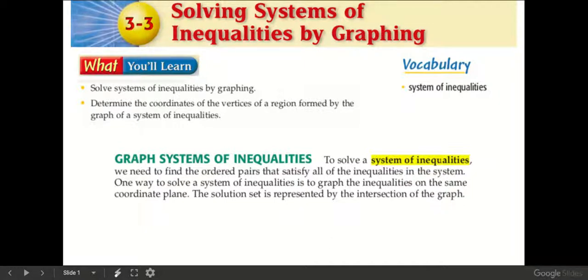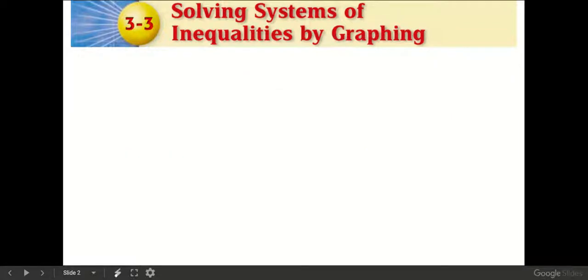To solve a system of inequalities, we need to find the ordered pairs that satisfy all of the inequalities in the system. One way to solve a system of inequalities is to graph the inequalities on the same coordinate plane, and the solution set is represented by the intersection of the graphs. So let's take a look at what that means.